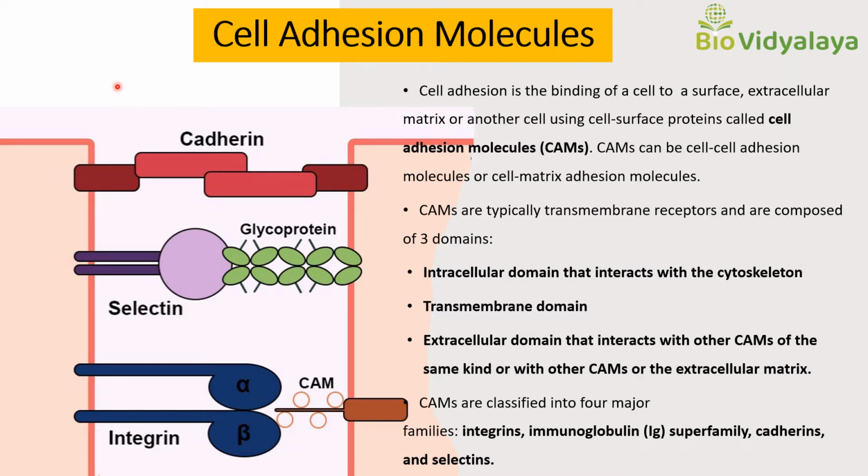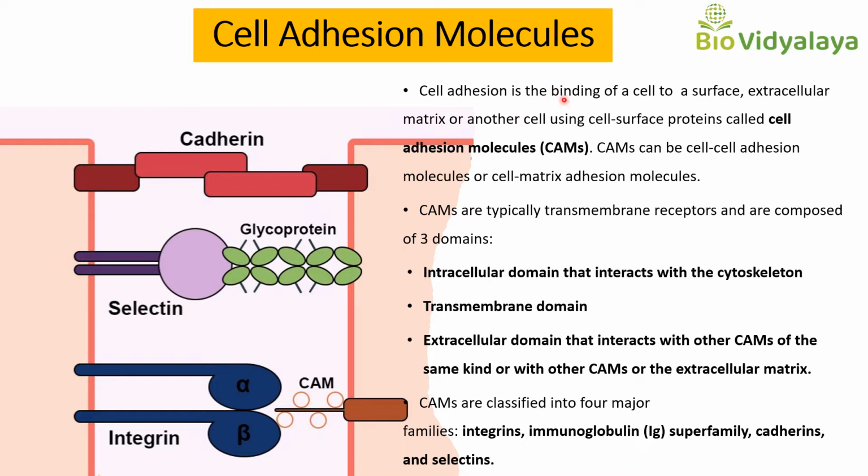Today we are going to discuss cell adhesion molecules. So what is meant by cell adhesion? Cell adhesion is the binding of a cell to a surface, like the extracellular matrix or other cells. How do these cells bind to the extracellular matrix or other cells? They use some molecules or proteins known as cell adhesion molecules, or CAMs.